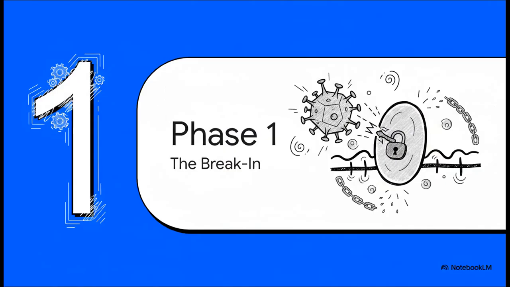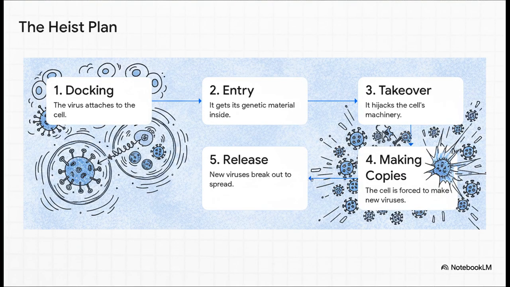Every great heist and every viral infection starts with a break-in. So this first phase is all about how that hacker, the virus, gets past the factory's security and gets its foot in the door. And here it is. This is our roadmap for the entire operation, so you know exactly where we're going.